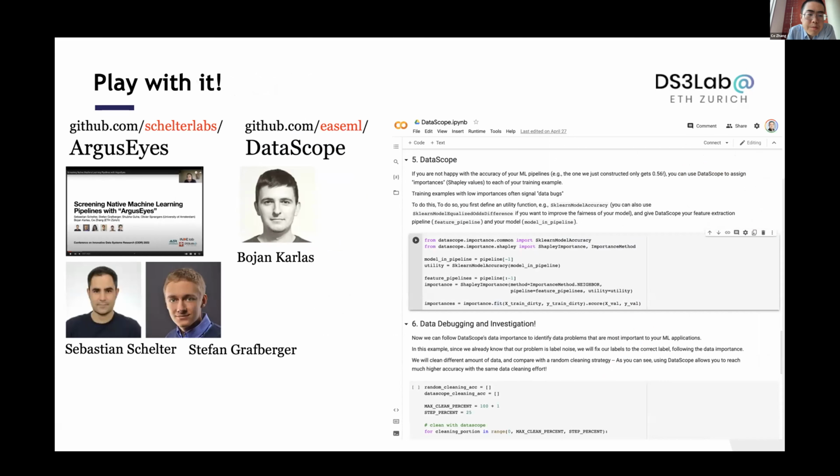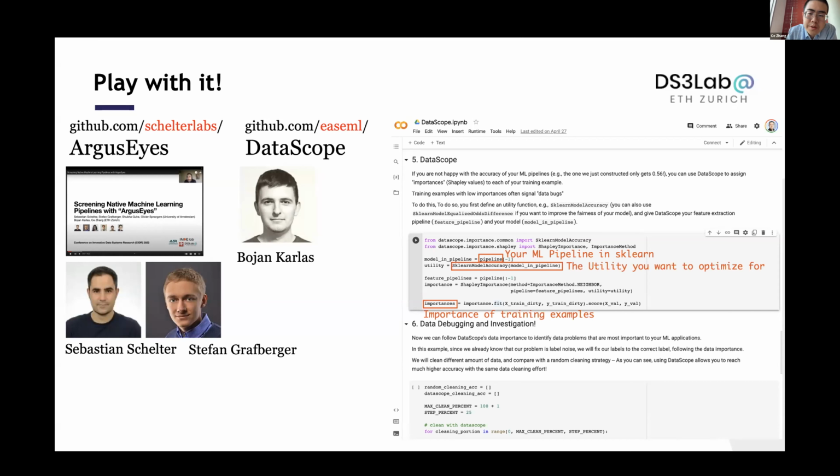There are multiple implementations. One is by Sebastian and Stefan, in their ArgusEye system. Another is by Boyan, I think Boyan is on the call, who implemented a system within our system called Datascope. It's very easy to use. You have your end-to-end machine learning pipeline. You say, okay, this is my scikit-learn pipeline, and this is the utility that you want to optimize for. And then with a single line of code, you get the importance of all those training examples.